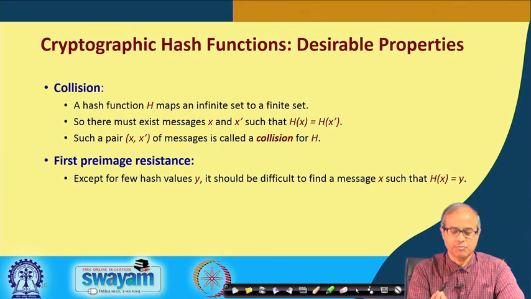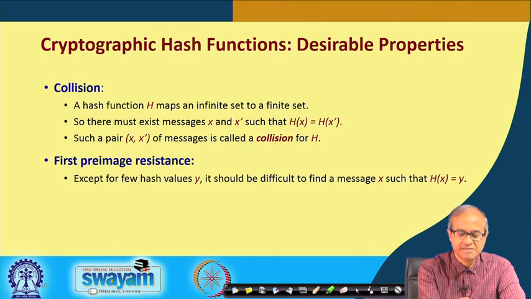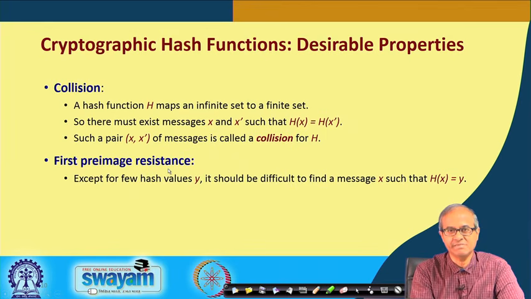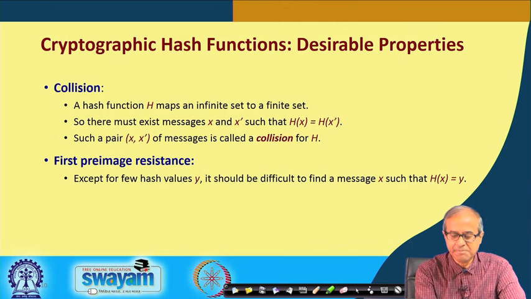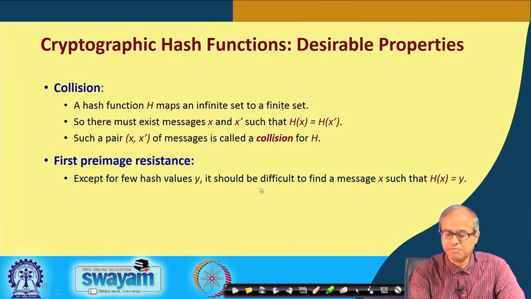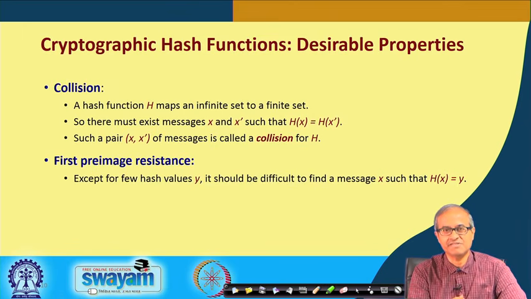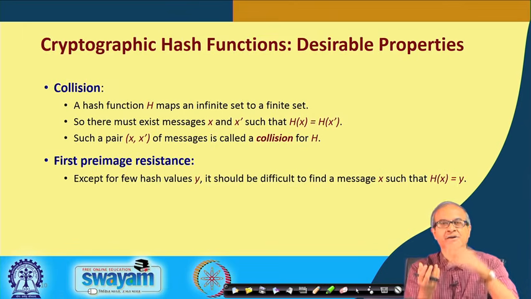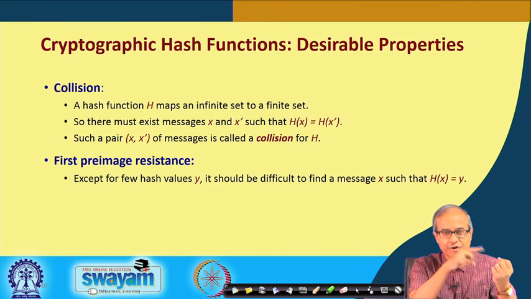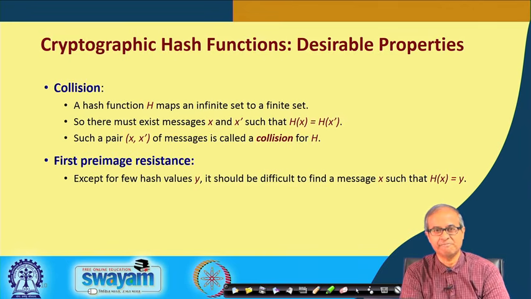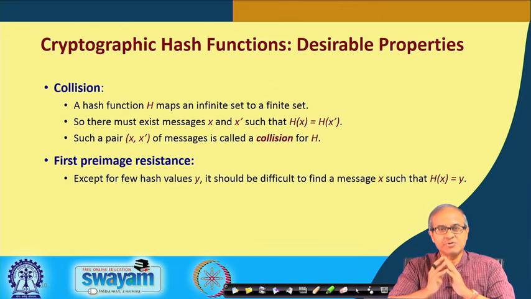Now, talking about the properties, the first property is called first pre-image resistance. What does this property say? It says that except for a few hash values y, it should be very difficult to find a message x such that h(x) equals y, which means I have given you some hash value and I ask you to find a message for which the hash value will be equal to the one I have given you. It is not easy to do that.